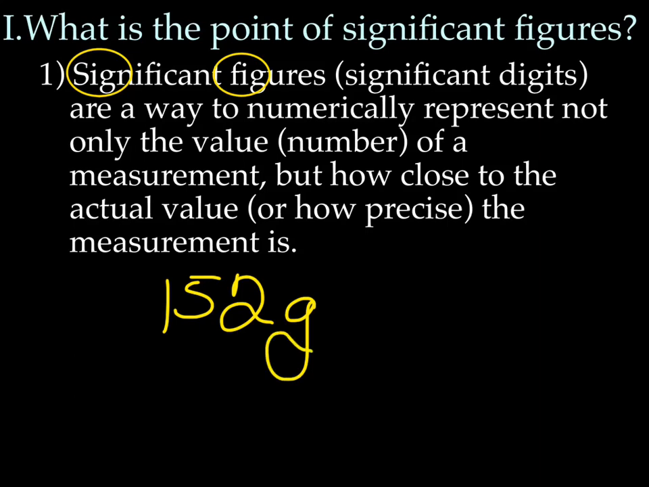If this number is written in significant figures, it conveys two very important pieces of information. First, the number represents the mass of the object, 152 grams. Second, this number represents the level of confidence I have in the accuracy of my measurement. Now, at this point, I'm pretty sure you're completely confused. Please do not worry about that. I'm going to go through a series of examples that are going to help clear things up.